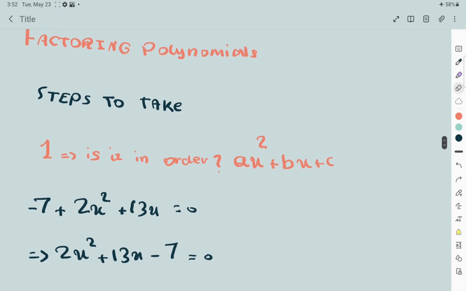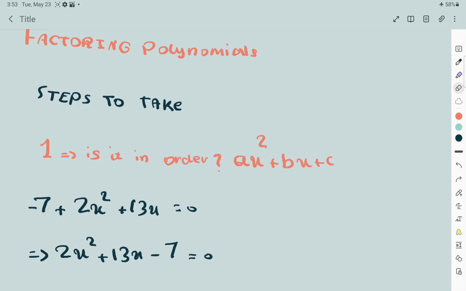So your ax squared must be at the first. 2x squared is your ax squared, you put it on the first. 13x is your bx, you put it on the second. And c is your constant, you put it at third. And now check. Everything checked, and your polynomial is in order.